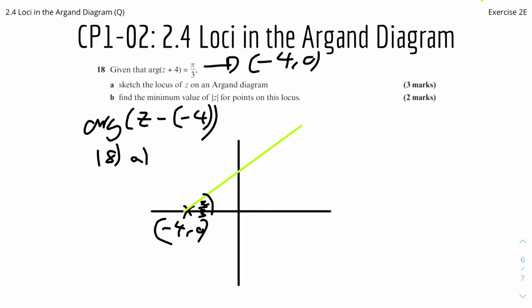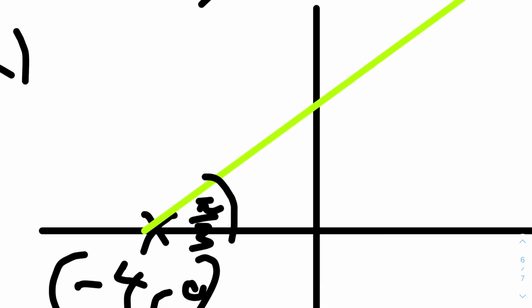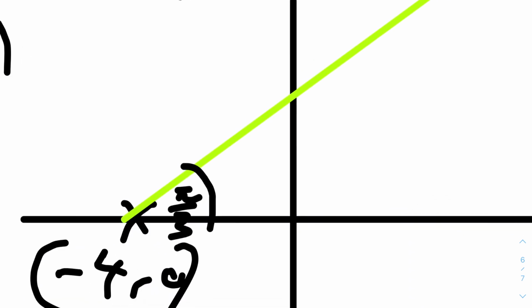And part B, find the minimum value of the modulus of z for the points on this locus. So this is quite different from the other circle question because in this case there's no radius. So what you do is that you basically just need to know the definition for the modulus of z, the minimum value. So the minimum value of the modulus of z is basically the closest distance from the locus to the origin. So as we know, the closest distance will always be the perpendicular gradient from the locus, right?